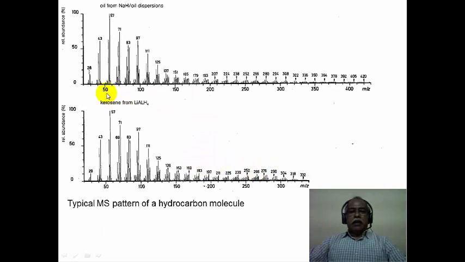Typically, linear alkanes show a fragmentation pattern like this. This is a Gaussian type of distribution. The most probable ions are the low molecular weight ions. If you see, each one of them differs by 14 mass units, corresponding to the CH2 unit.